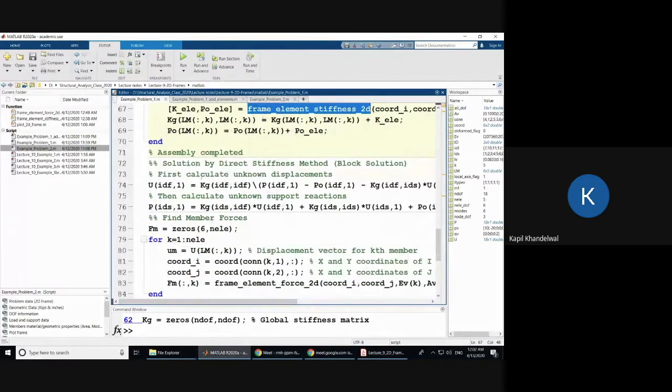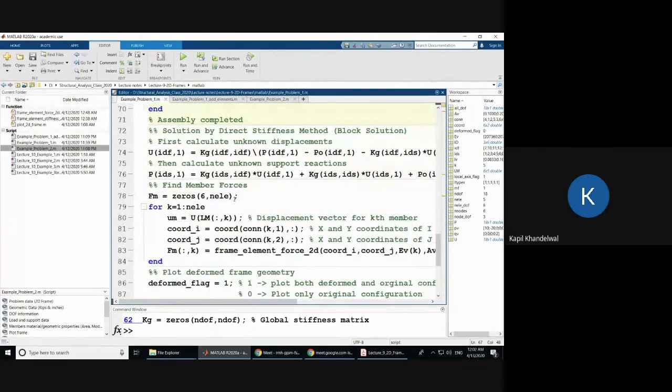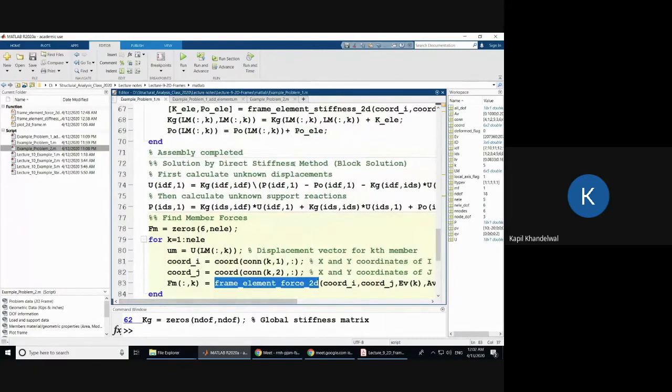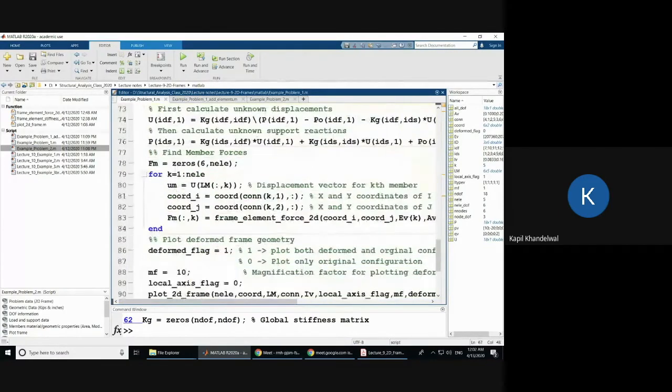And after you solve this problem, the solution strategy remains the same as for the 2D trusses or 3D trusses. And then we calculate the member forces. This is the second function that you have to write. So you have to write the frame element stiffness 2D function and the frame element force 2D function.